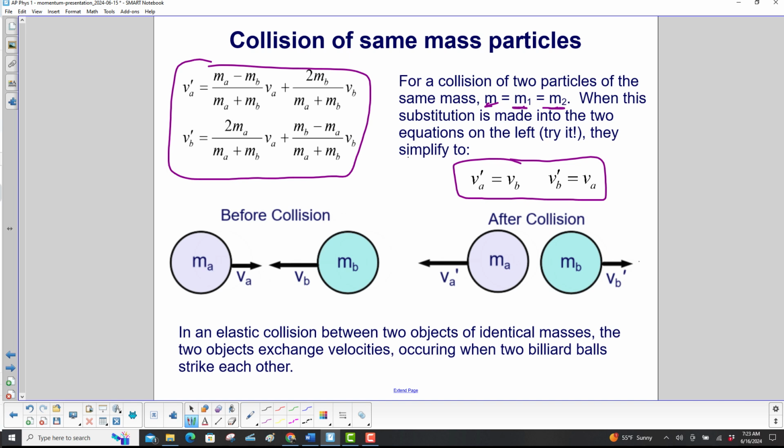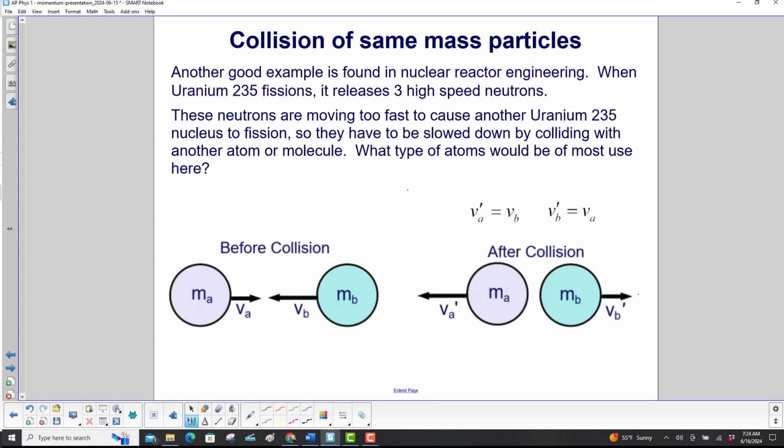This is telling us that in an elastic collision between two objects of identical masses, the two objects exchange velocities, occurring when two billiard balls strike each other. Another good example is found in nuclear reactor engineering. When uranium-235 fissions, it releases 3 high-speed neutrons. These neutrons are moving too fast to cause another uranium-235 nucleus to fission, so they have to be slowed down by colliding with another atom or molecule. What type of atoms would be of most use here?